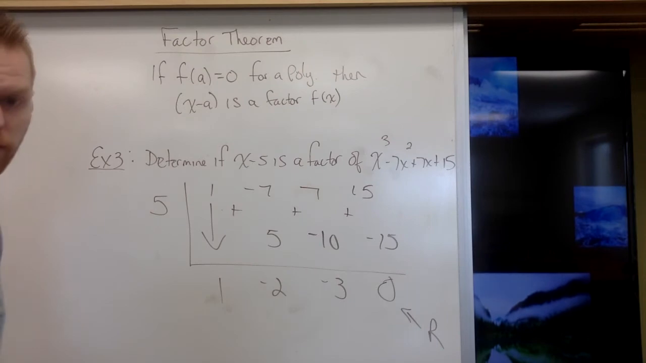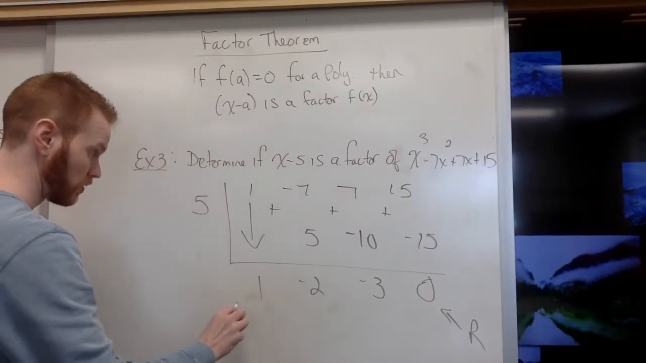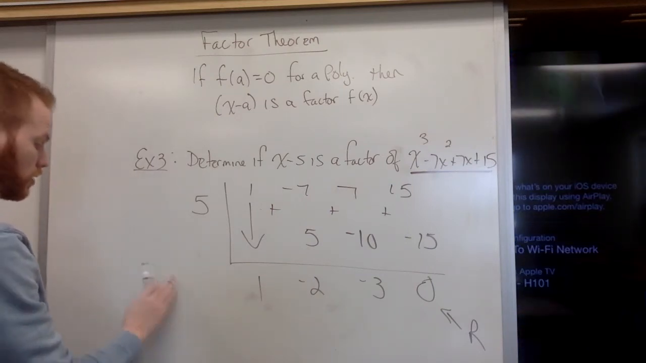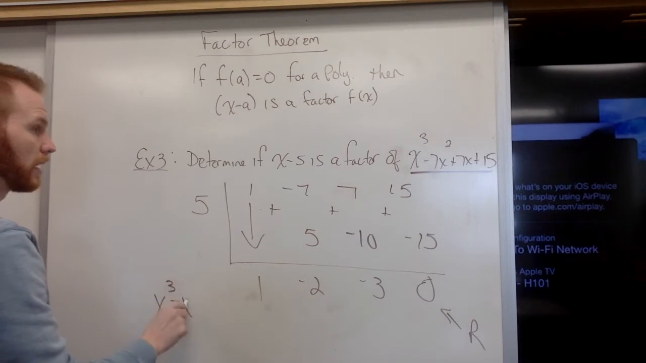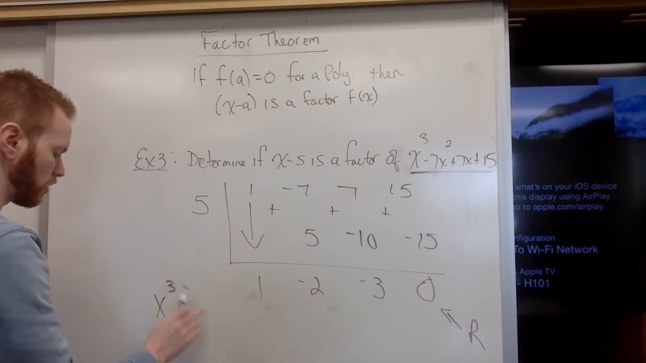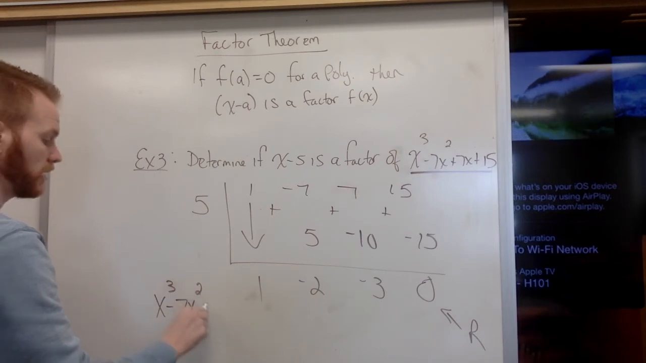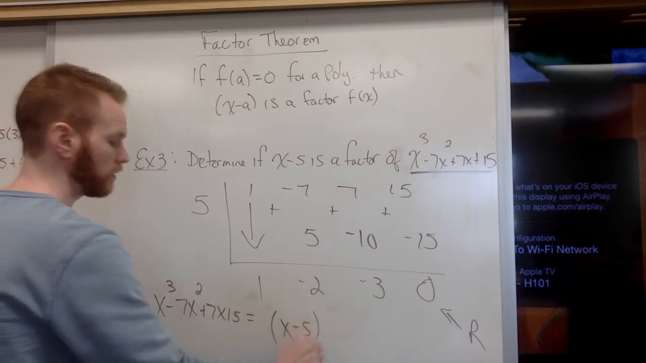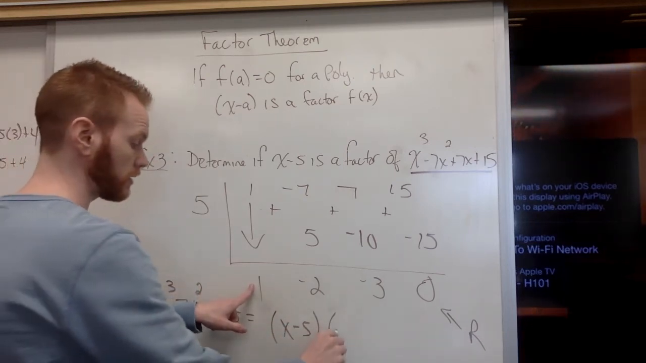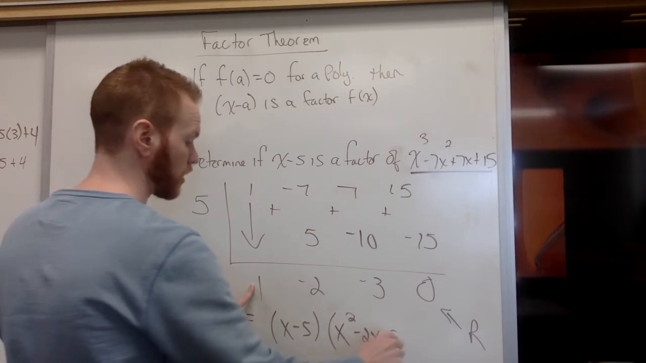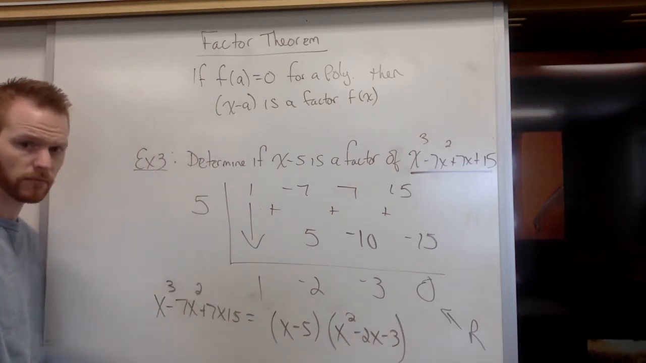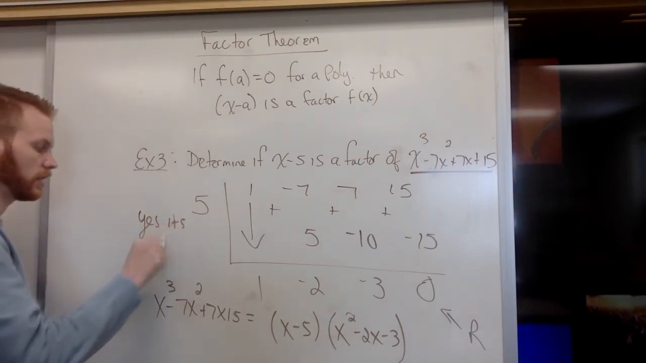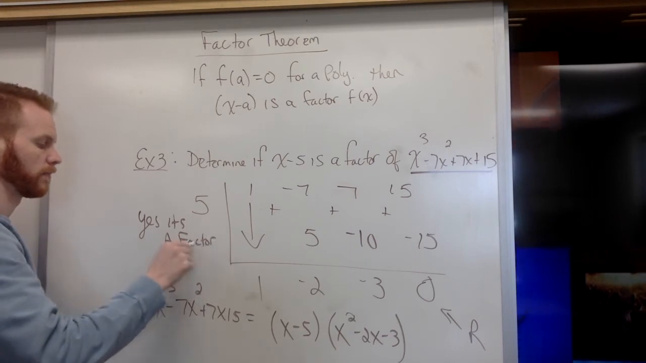Okay, so let's write what the answer is. So if I were to factor this, okay, let me write this over here. So x cubed minus 7, oh, I cannot write today, I'm sorry guys. 7x squared plus 7x plus 15, there we go, is made up of x minus 5 times, we'll always go 1 degree less, so it'd be x squared minus 2x minus 3. Okay? So if I multiply these two, I get the original. So then, yes, it's a factor. Okay?